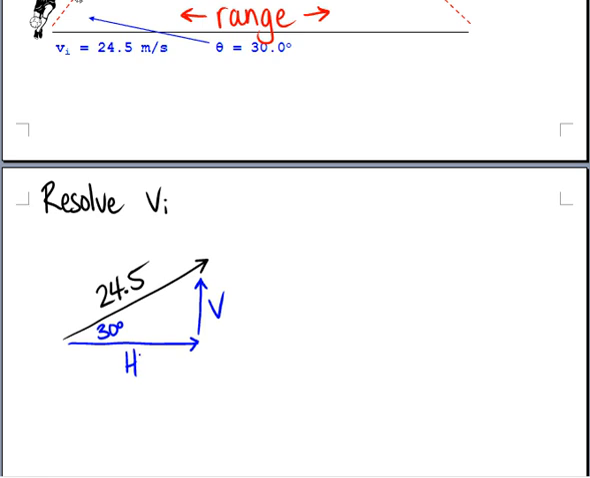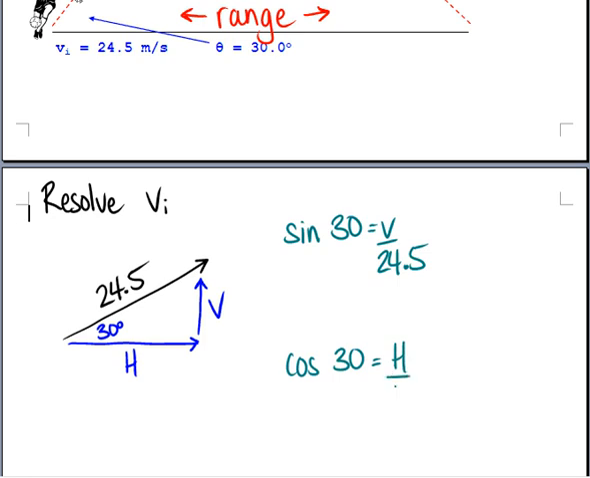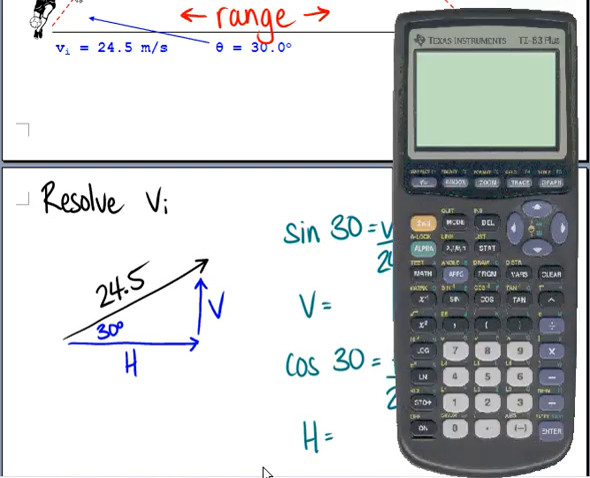And what's cool is this is a right angle triangle, so we can go with some nice easy right angle trig, SOHCAHTOA. So the sine of 30 is equal to opposite over hypotenuse, and the cos of 30 is equal to adjacent over hypotenuse. And that'll really quickly let us solve for v and h. We're simply going to multiply 24.5 and sine 30, and multiply 24.5 and cos 30.